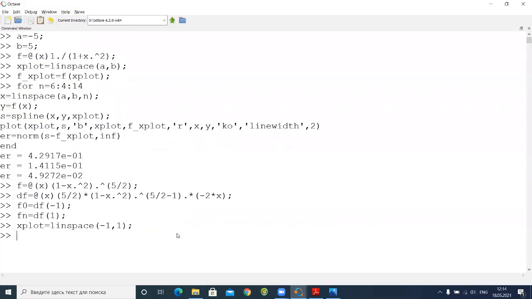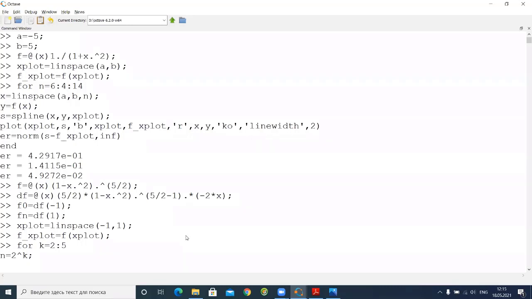And then evaluate the function f at xplot again, yes? fxplot, this is the evaluation of the function. And now, again, consider the loop for k equals from 2 till 5. Now let's work with this loop. So here n is 2 to the power of k.